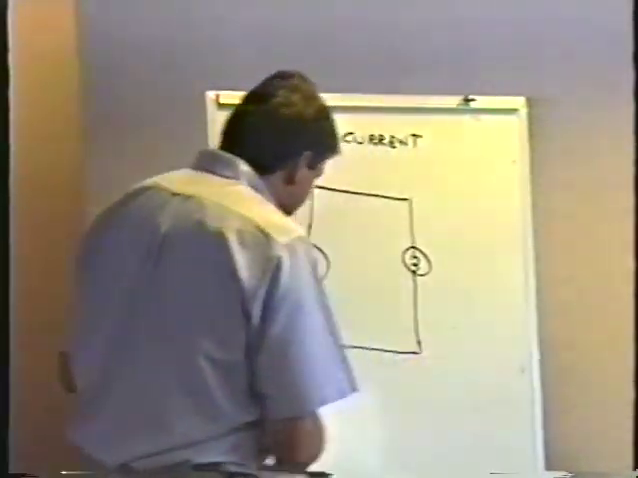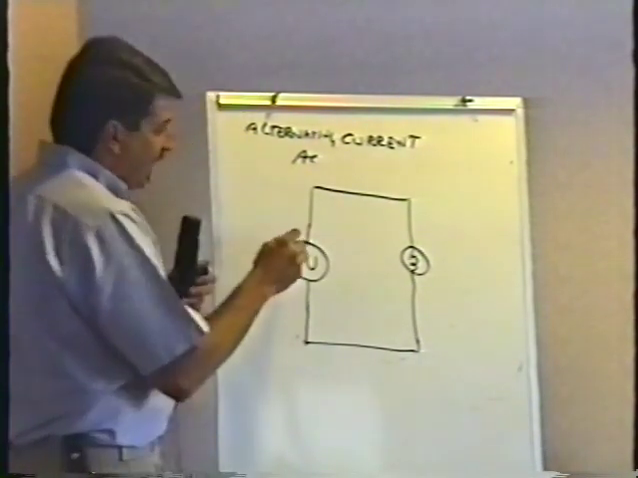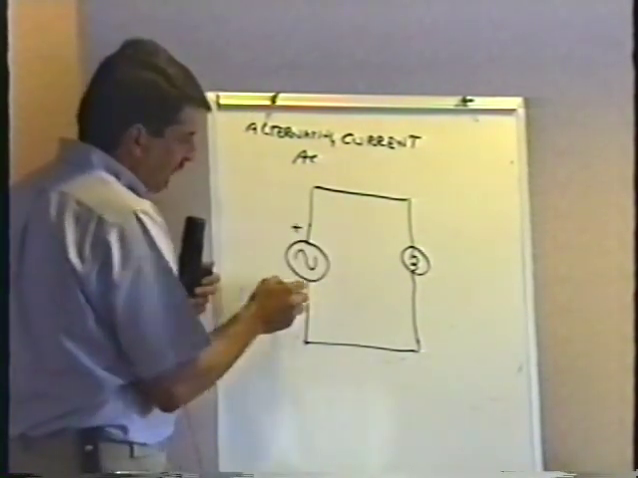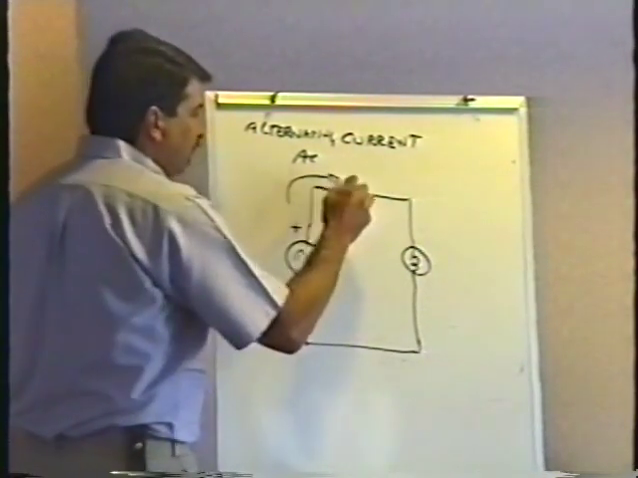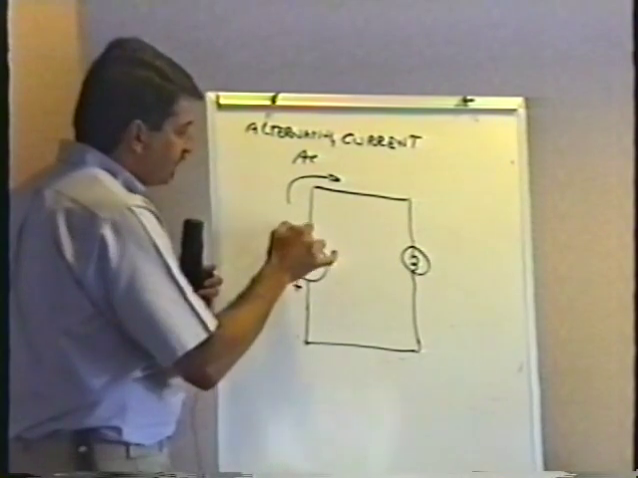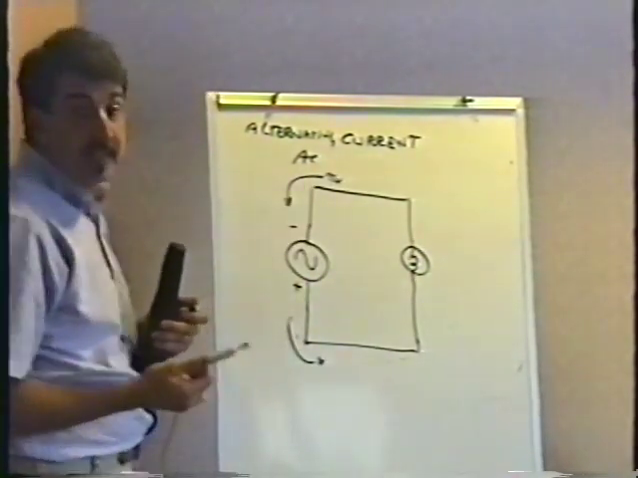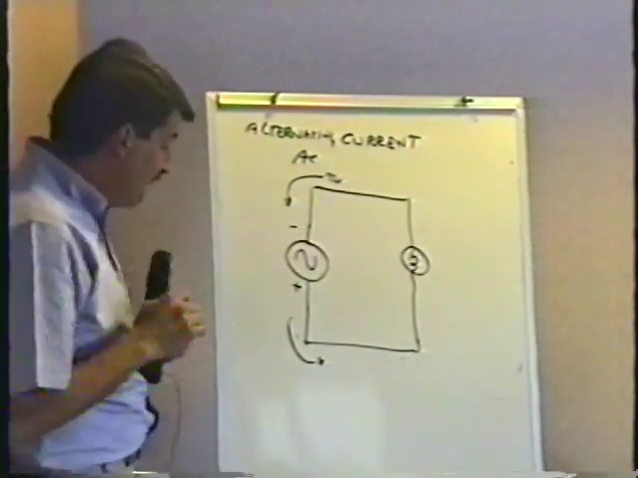So the difference between DC and AC is that DC, the current flows only in one direction. In AC, first that side's positive and that side's negative, and the current flows this way. Then the polarity reverses, and the current flows the opposite direction. That's the difference between AC and DC.